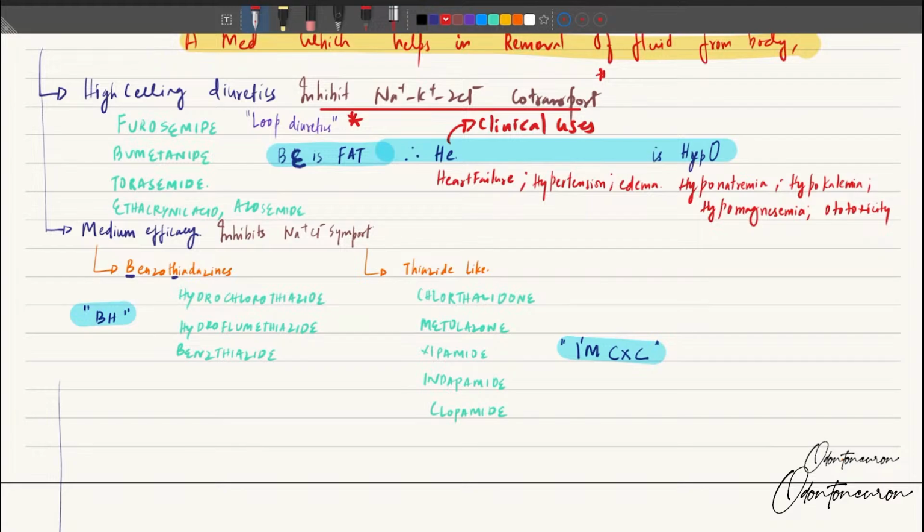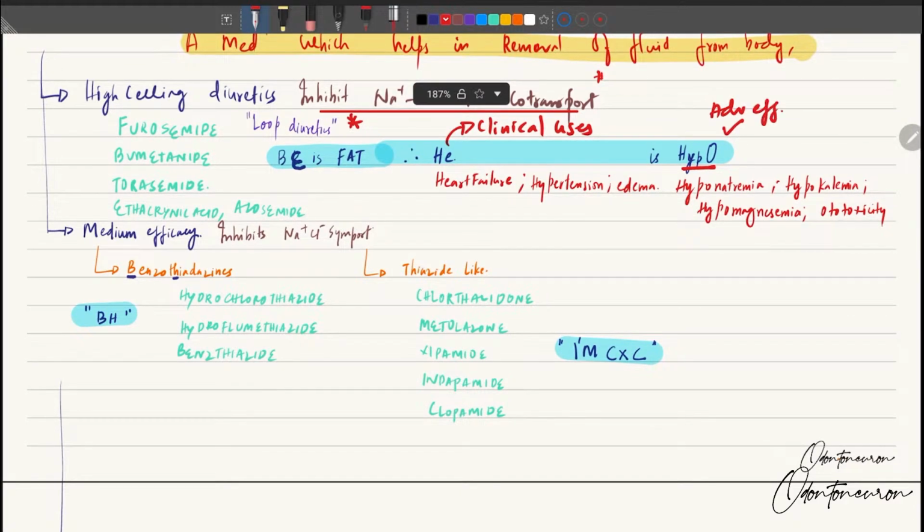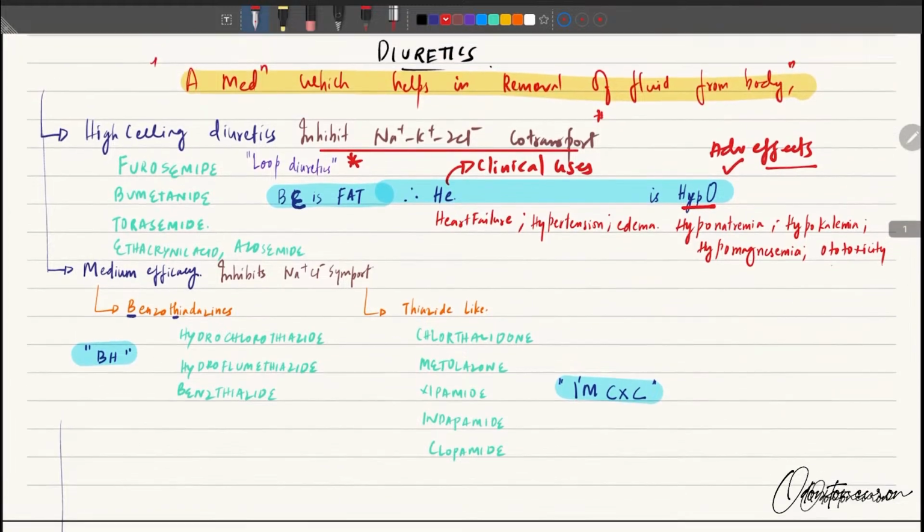That's what "B is fat, therefore he is hypo" means. When I say hypo, I mean the side effects, the adverse effects of the drug. What are the adverse effects? It can cause hyponatremia, hypokalemia, hypomagnesemia, and it can cause ototoxicity. Now, this is one type to remember.